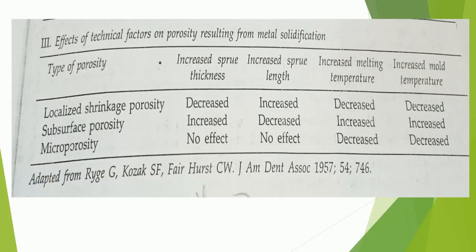We have covered all the porosities that can be present in a casting, and this is a very nice table that you can easily find in your textbook, both of the textbooks, Phillips as well as McCabe, in which the type of porosities, along with the effect of the technical factors like the screw thickness, screw length, melting temperature, and mold temperature, the effect it has on the porosities. So this will be very helpful in remembering and memorizing the porosities and the factors that they are dependent upon.